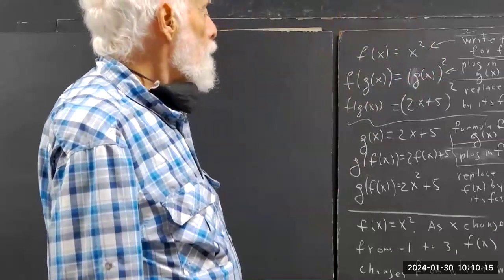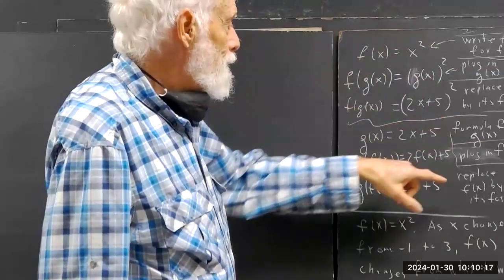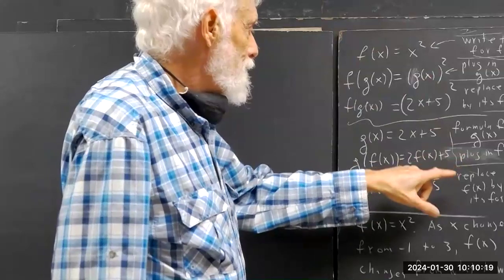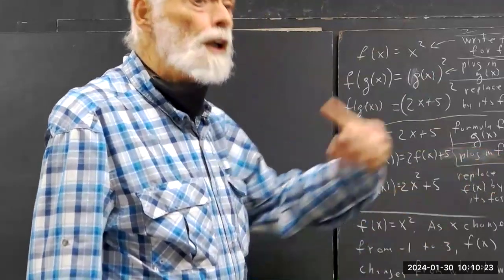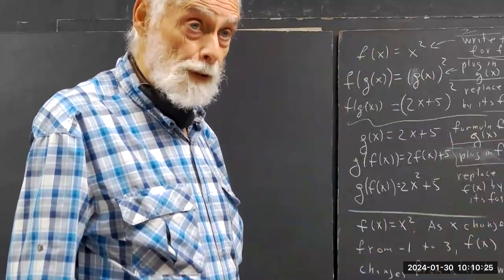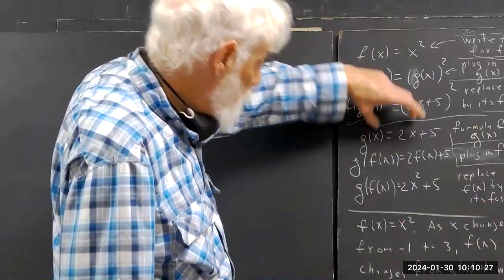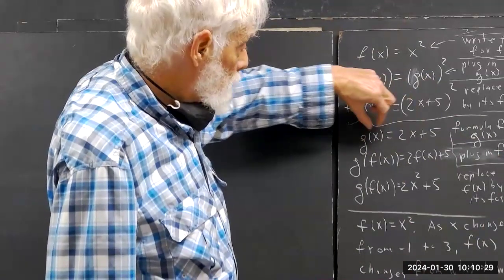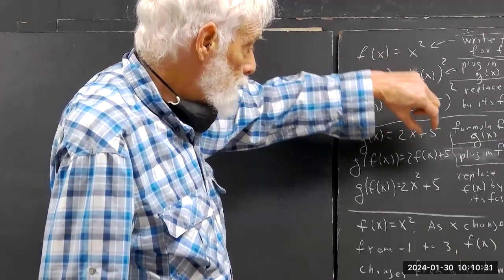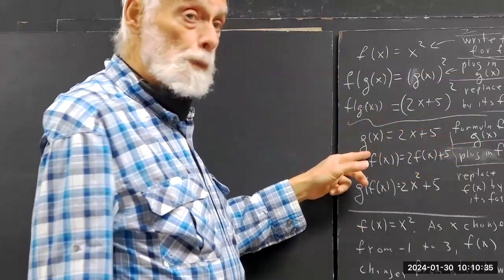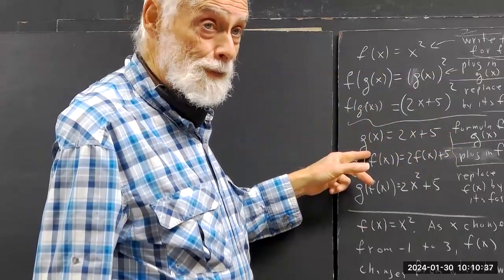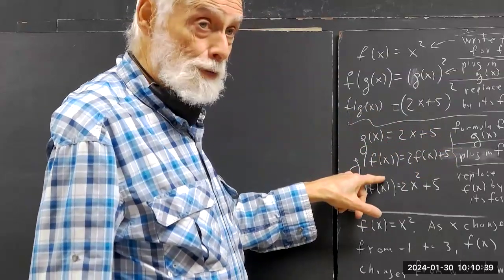Here, we replace x by f of x. I said plug in f of x. That means replace x with f of x. Okay, replace x here with f of x. So this x becomes f of x, this x becomes f of x. Every x in the whole formula will become f of x. If you write this, okay?